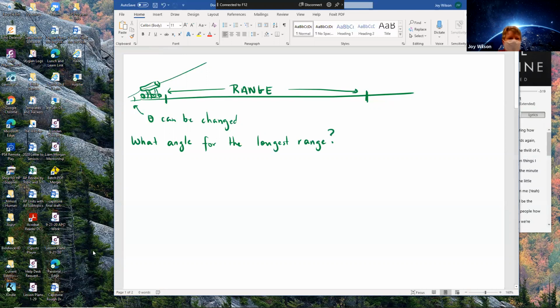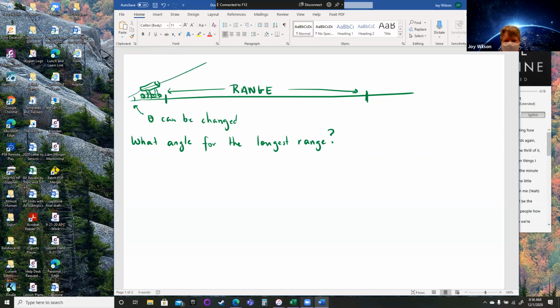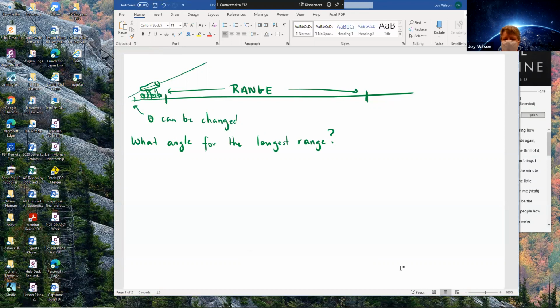What do we think? People out there or people in here, feel free to jump in. What is the best angle for the most range? Okay, I'm hearing 45 degrees. Anybody have an idea why 45 degrees?